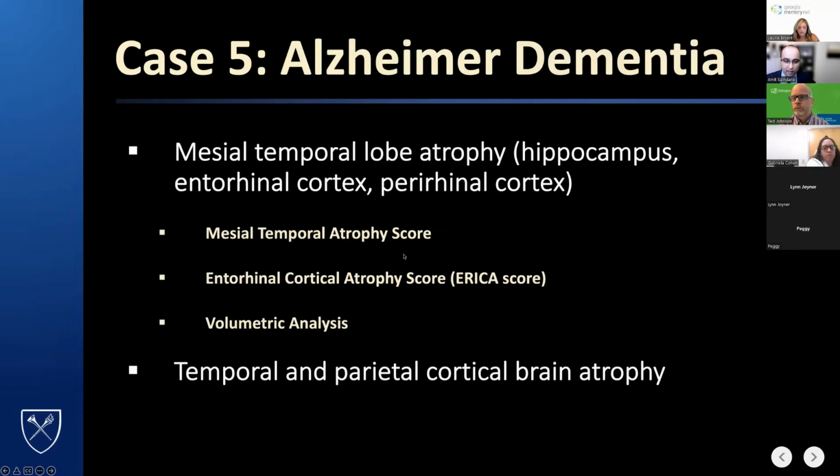And we have a variety of ways. You may see in some of the reports different scores. There's mesial temporal atrophy scores, entorhinal cortex atrophy scores, the ERICA score, or volumetric analysis. There's some variation in how these are reported out depending on who's doing them and where they're being imaged. But really looking out for temporal lobe volume loss, some parietal lobe cortical brain atrophy, and the precuneus and some other areas in terms of the findings.